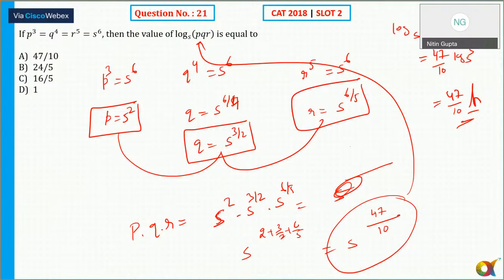Any doubts to anyone now in question number 21? Please respond, all of you. I'm waiting for your responses, so please respond, everyone.